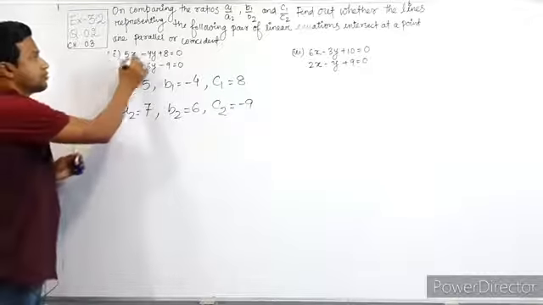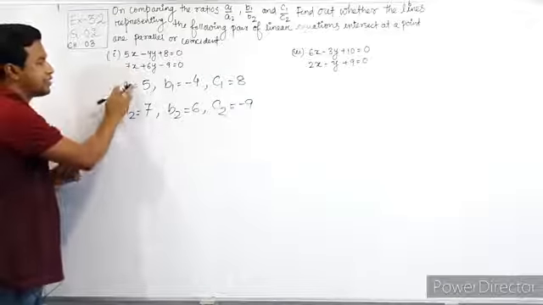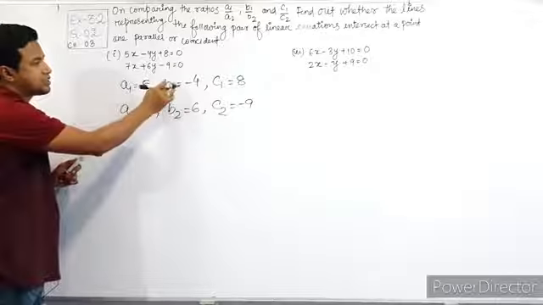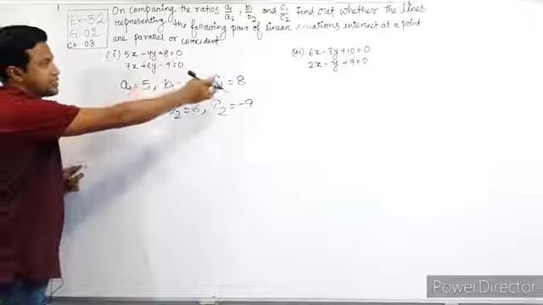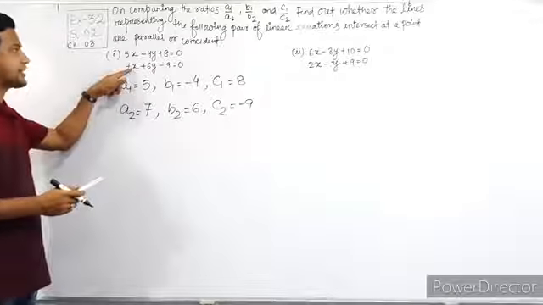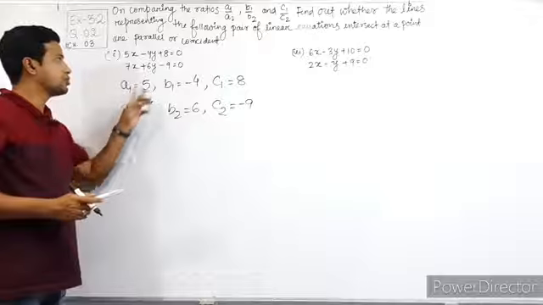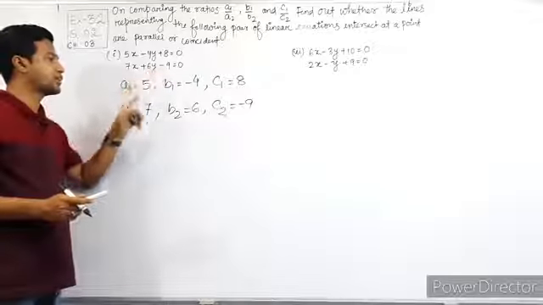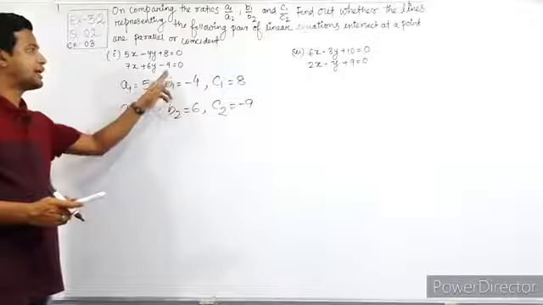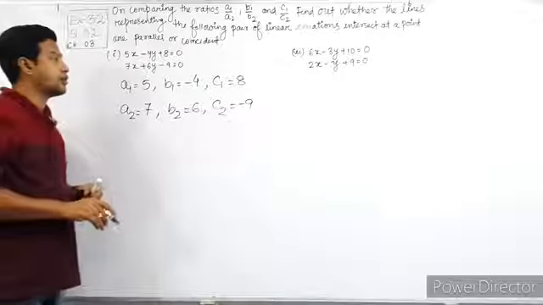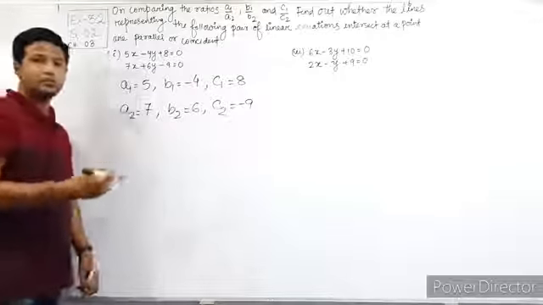So, how you will identify? Here you see with x what is there, that is A1, with y what is there, that is B1 and the last one is your C1. Similarly, in second equation with x what you have, that is your A2, what you have with y the coefficient, that will be B2 and the last one is your C2. Now, compare the A1 by A2 with B1 by B2 with C1 by C2.